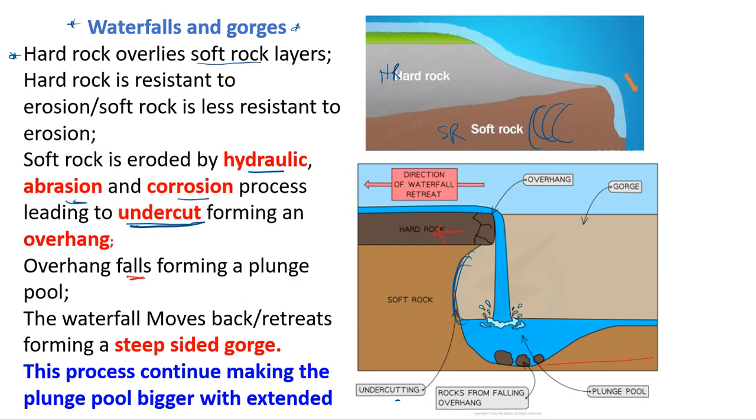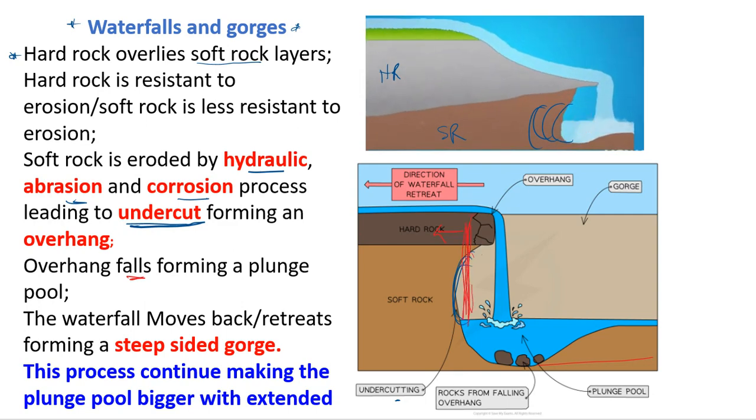Now, once it retreats backward, it will form what is called a steep side gorge. So this place will become steep, forming a steep side gorge. Then this process will continue over a long time to form what? An extended gorge. So the retreat of a waterfall is a gorge.